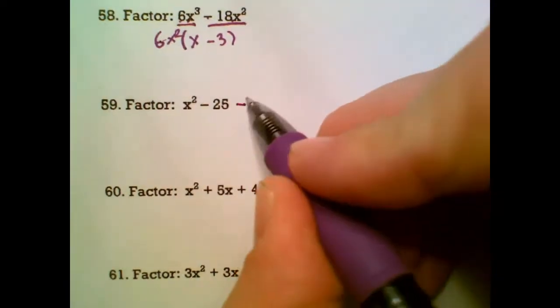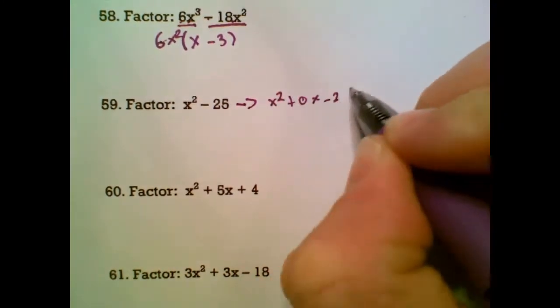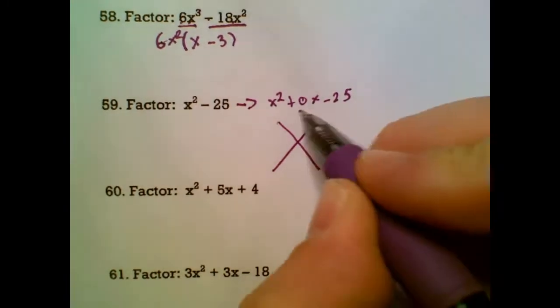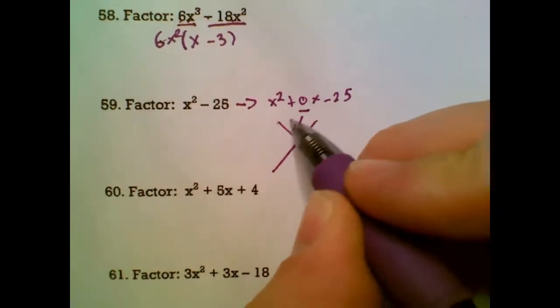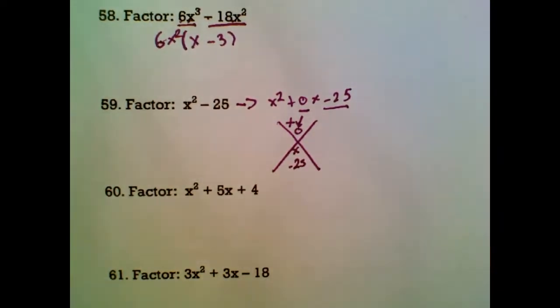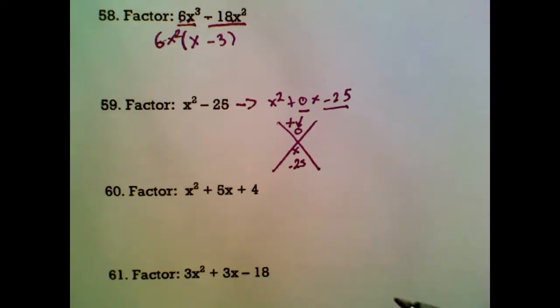Remember, we can change this into a trinomial of x squared plus 0x minus 25. Okay? And we make our little x thing. And the b we put right here, that's 0. That's going to be our addition. And the negative 25 we put right there. That's going to be a multiplication. So you got to ask yourself what times what is negative 25 that add together to 0.